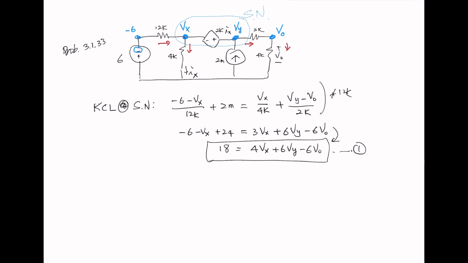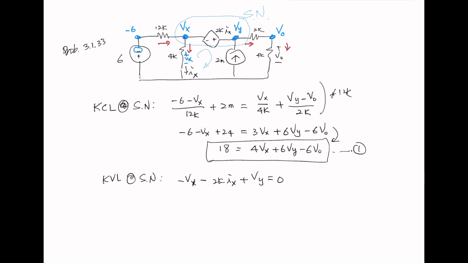Now, since we use supernode, we need to do KVL including the supernode. So KVL at the supernode, that is -Vx -2K times Ix plus Vy equals 0. Since we let Vx at the top, we have here a Vx minus, right? So that's what happened with this Vx, the first term with the negative. Now, the first equation we have is in terms of Vx, Vy, and V0.